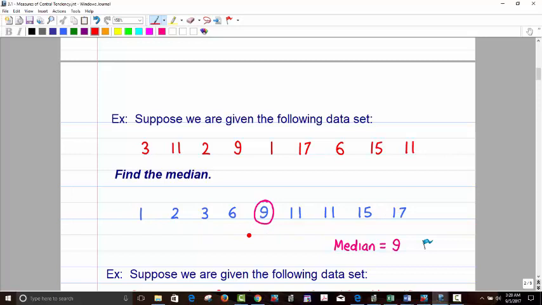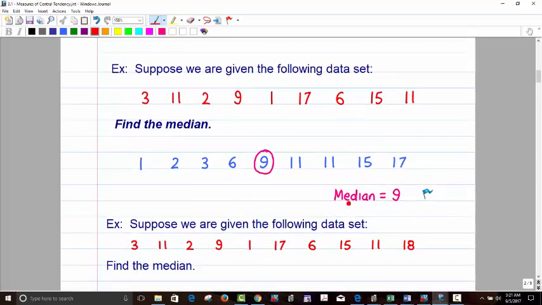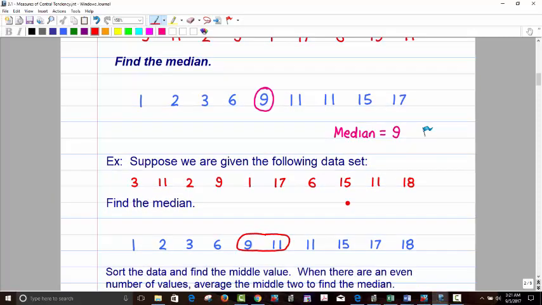And then look in there, and 9's right in the middle. So 9 is telling me that there's 4 numbers below 9, there's 4 numbers above 9. So the median would be 9. Now, here's another example.